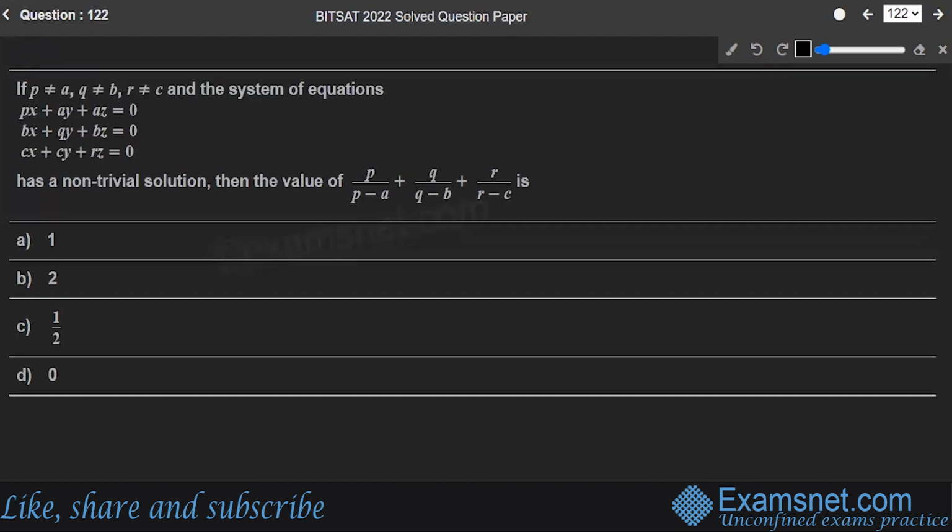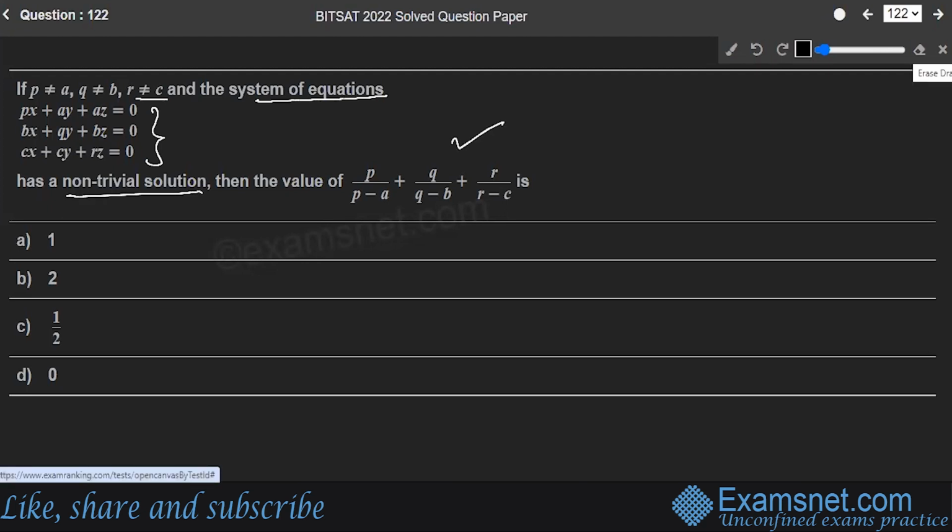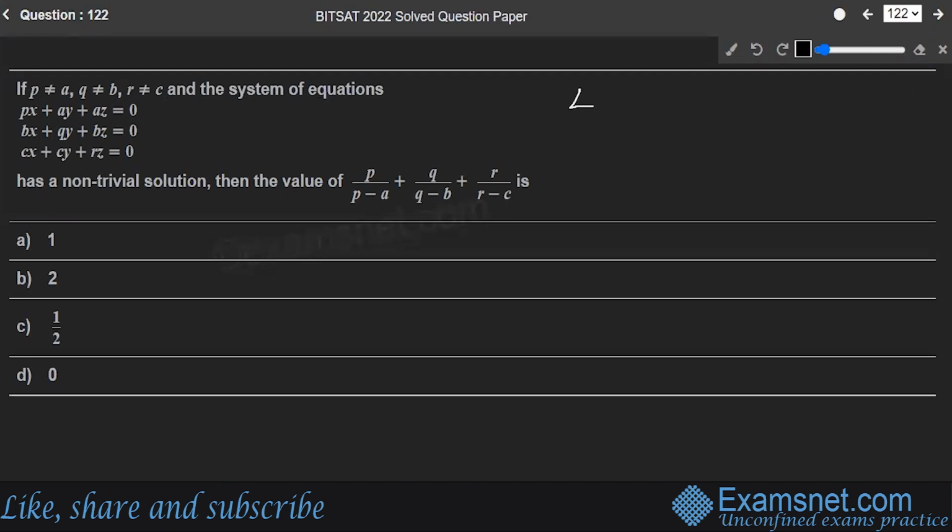This question says if P is not equal to A, Q is not equal to B, R is not equal to C, and a system of equations has a non-trivial solution, then what is the value of this expression? See, as the given system of equations has a non-trivial solution, that means their determinant is equal to 0. Let's put the determinant. You have P, A, A, then B, Q, B, and then C, C, R. This determinant is equal to 0.